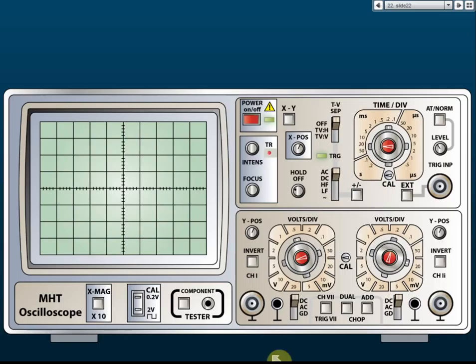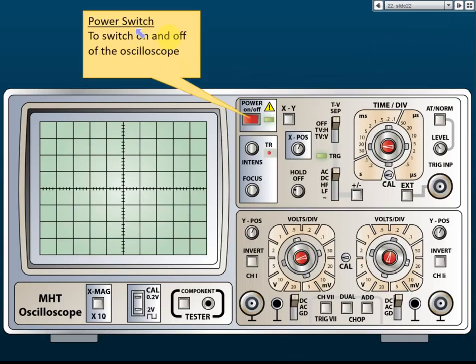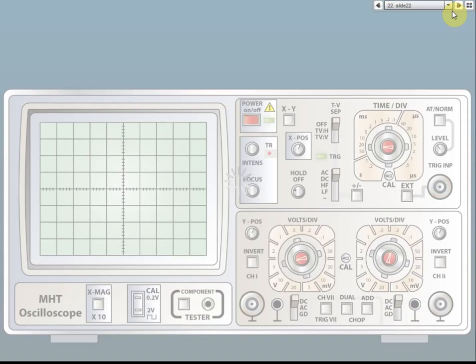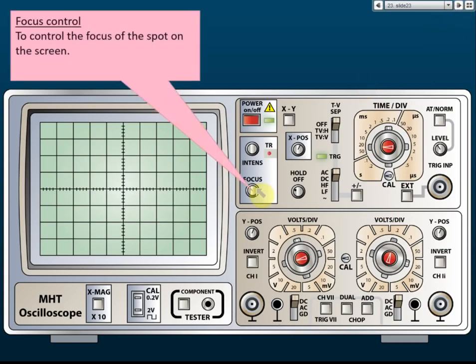Now let's discuss one by one the functions of all these buttons. The first one is the power switch. As I told you just now, it is to switch it on and off. And then we have the focus. This is to focus the spot on the screen to have a small and bright spot. If you do not focus, then you will get a big spot. So we need to have a small spot on the screen.